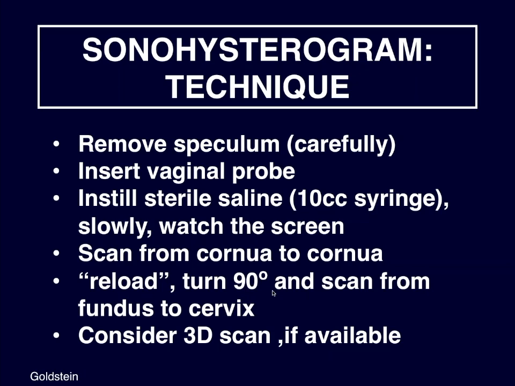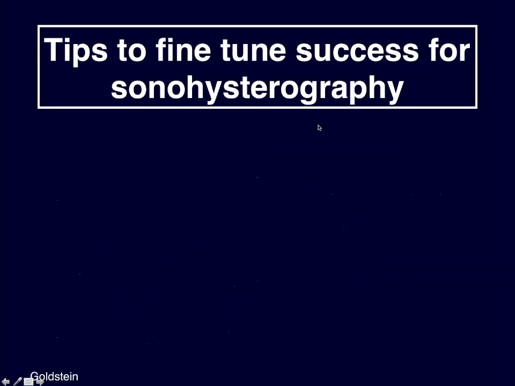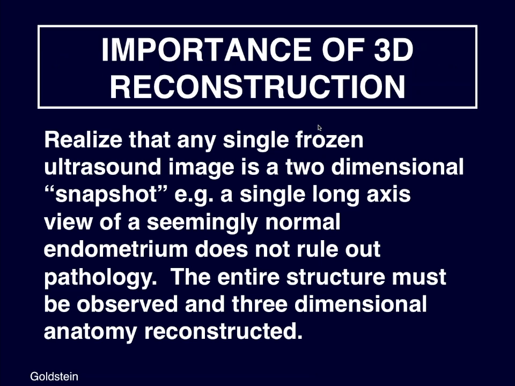And as I'm instilling sterile saline, I will watch the screen, being sure that I scan from cornua to cornua, and then turn 90 degrees and scan down towards fundus, up towards fundus, and down towards cervix. And if I've got 3D capability, I will make a 3D sweep so I can go back and look at this in the future. Tips to fine-tune success for sonohysterography.